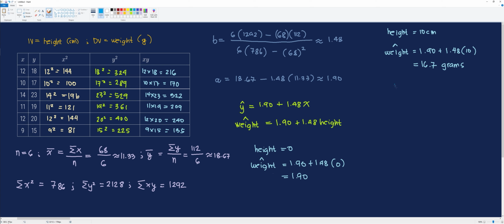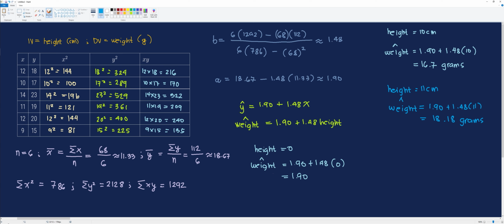Suppose further that we want to predict the weight of the rat if its height is 11 centimeters. Height is 11 centimeters. Using the regression equation, we calculate the expected weight of the rat. That is, weight hat is equal to 1.90 plus 1.48 times 11. This is about 18.18 grams. Hence, on average, the weight will be 18.18 grams.